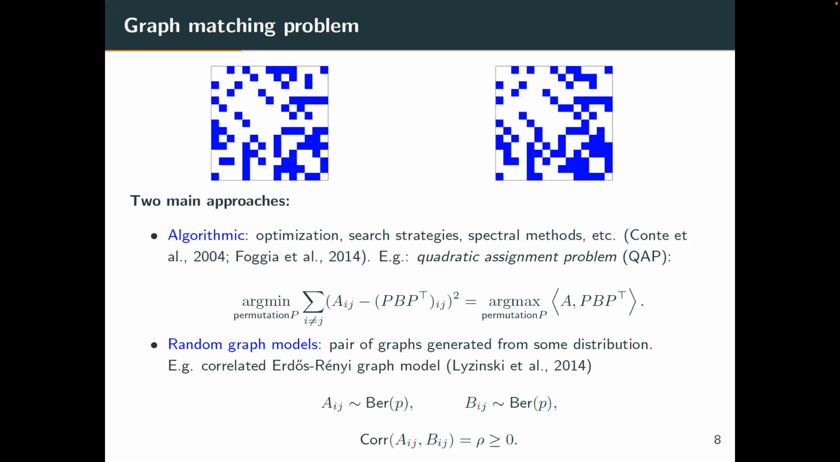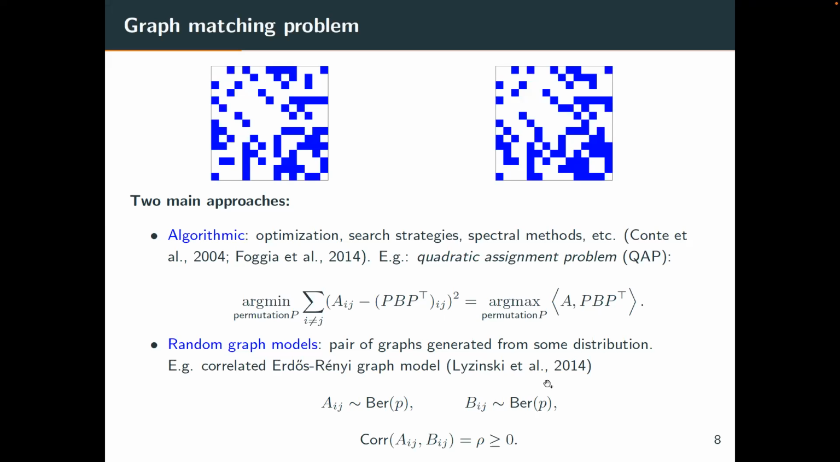Another approach that is also commonly used is to define some sort of random graph model that generates the two graphs according to some distribution. The idea is that based on these random graph models, we know some sort of ground truth correspondence between the vertices of one graph and the other. And then we can operate with this model in a way that we can recover the correspondence. I'm going to talk about some ideas on this later on.